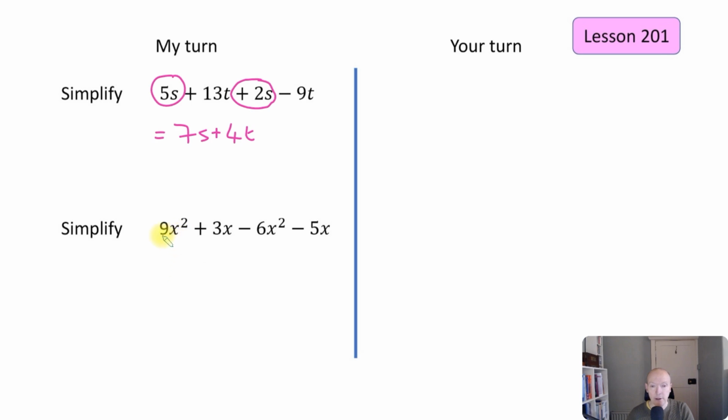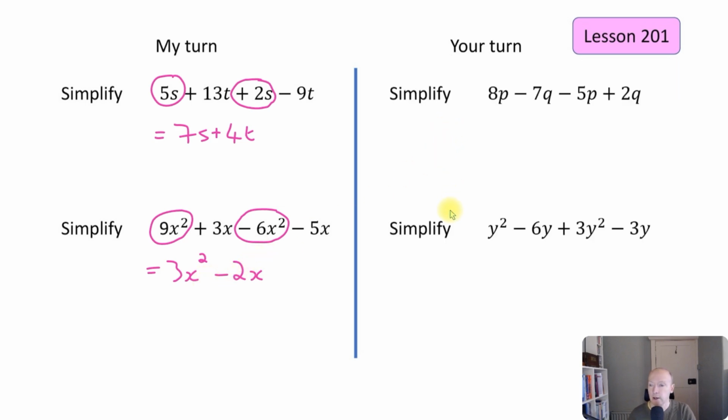And down here, we've got 9x squared minus 6x squared. Well, I'm going to best just circle that. So 9 take 6 is 3, so 3x squared. And 3x take 5x, or 3 take 5 is minus 2, so minus 2x. There's nothing more we can do here. We can't simplify those because they're not the same kind of a thing. That's it. We're stuck with that.